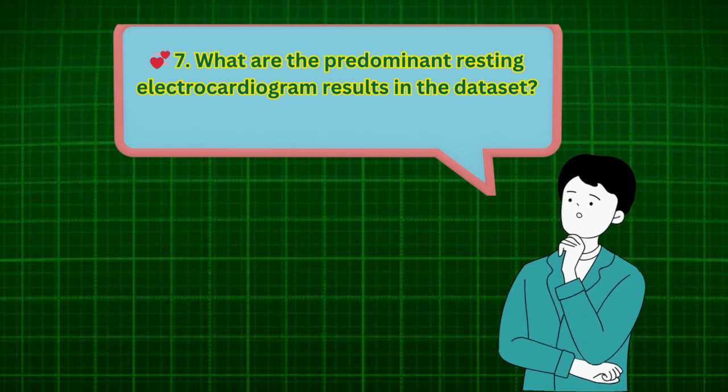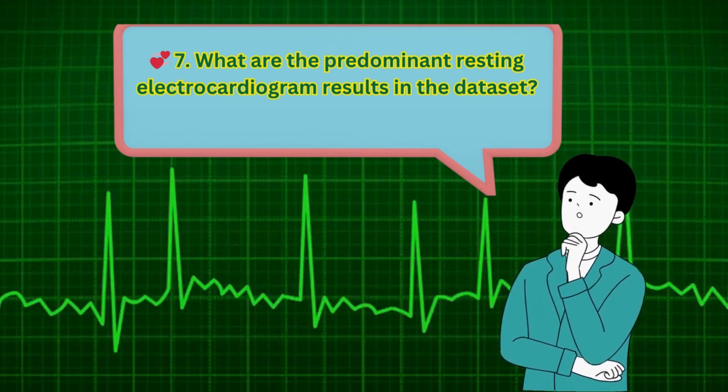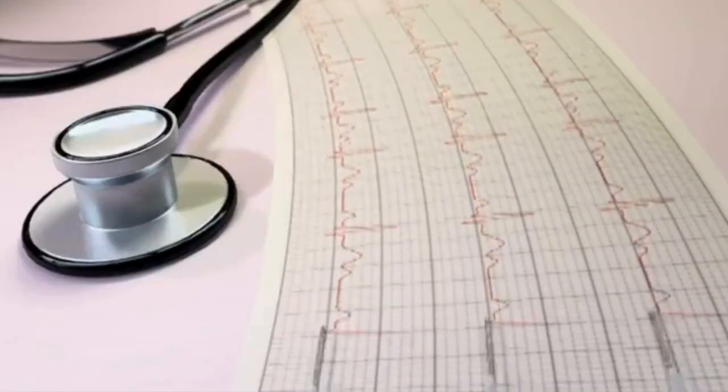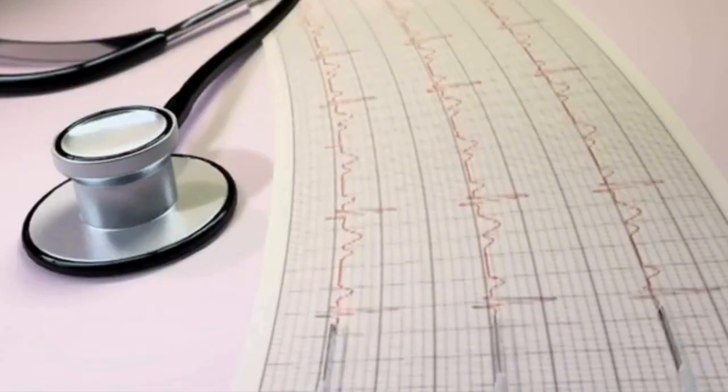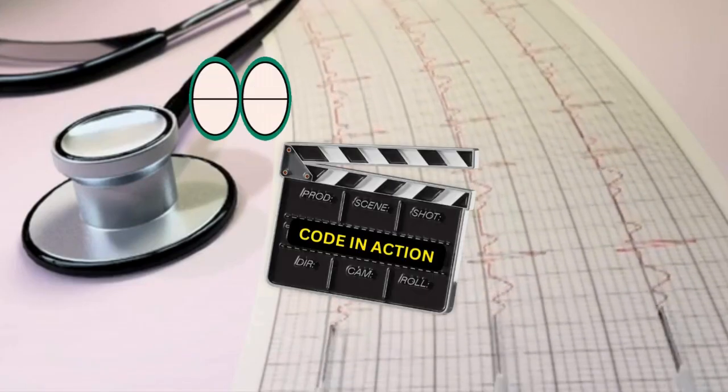7. What are the predominant resting electrocardiogram results in the dataset? To answer this question, we analyze the resting ECG column in our dataset to determine the counts of each type of resting electrocardiogram result. Now, let's see the code in action.